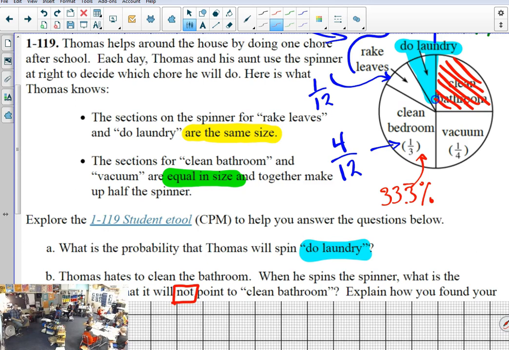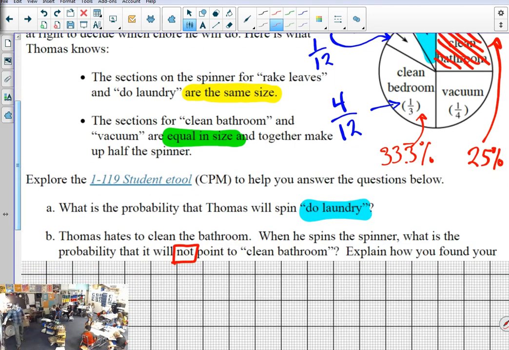So Alex, do you know how to talk me through how we can figure out a not probability? So first off, we know that our percentages are out of 100%. And we know that clean bathroom and vacuum are the same probability. So we know that clean bathroom is a fourth, and a fourth is 25%. So you take the 25% from 100 and you get 75%.